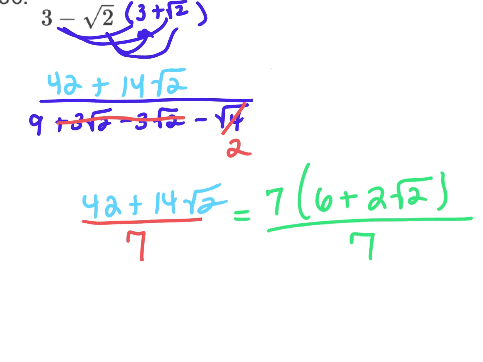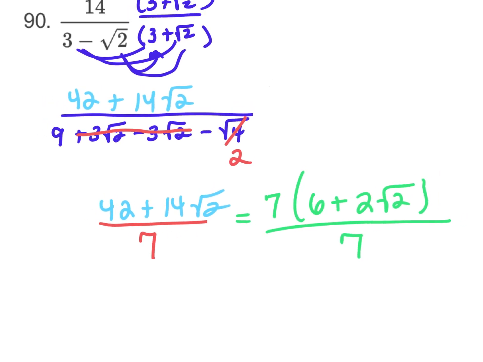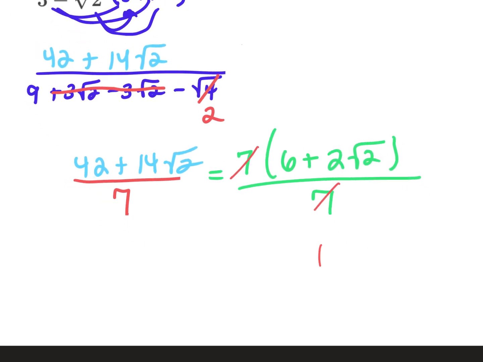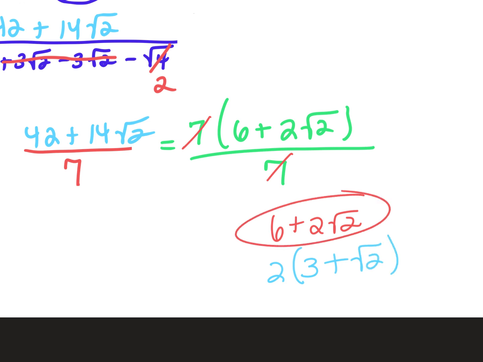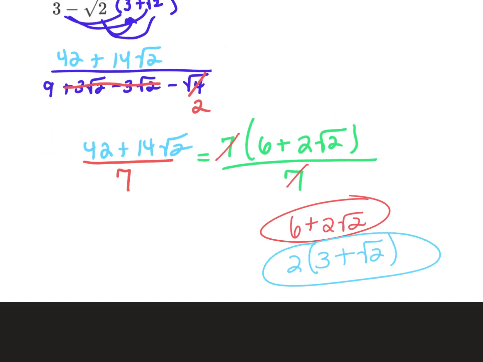So now that I have done that, I see this 7 cancels with this 7, so I'm left with 6 plus 2 square root of 2. Some of you might say, well, can't you simplify further? You can. Technically, you could take out what they both have in common, which is a 2. 6 divided by 2 is 3, plus 2 divided by 2 is 1, so square root of 2. Both of these are exactly the same and equivalent. But if you're going to simplify, you've got to simplify everything in the numerator with the denominator.